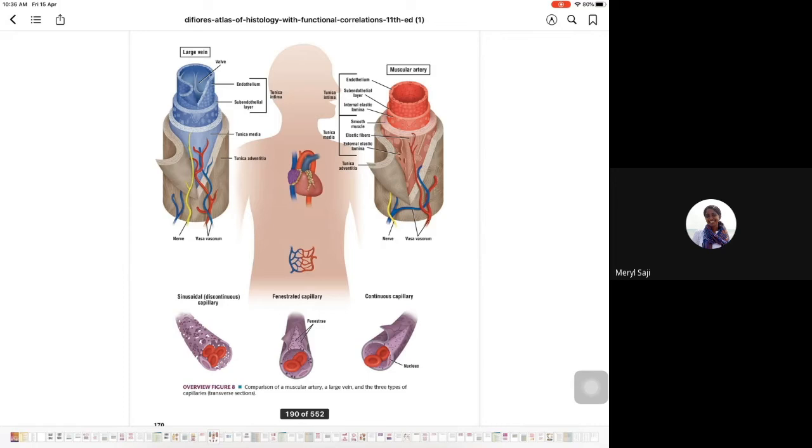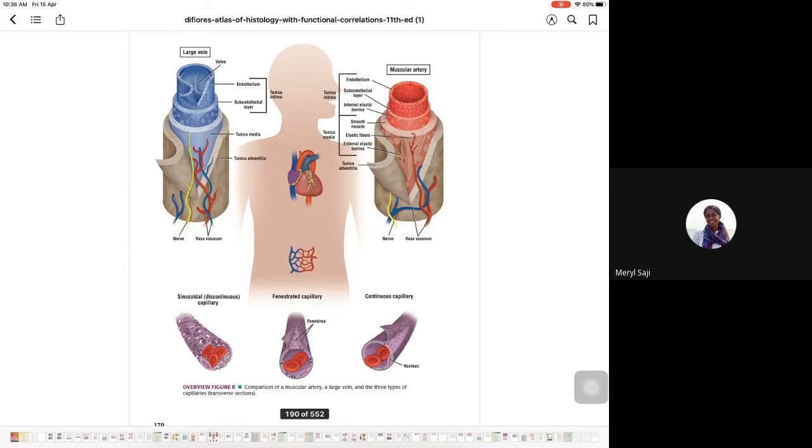And below we have three capillaries: sinusoidal, that is a discontinuous capillary, then fenestrated capillary with fenestrae, and continuous capillary, and we see a nucleus of a cell there. What cell is that?